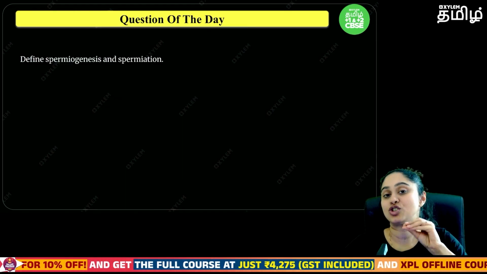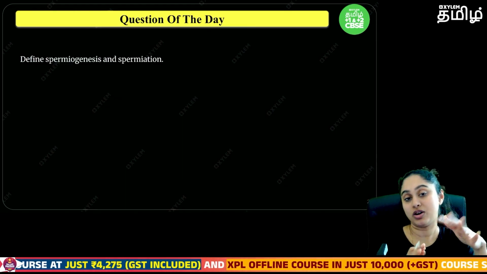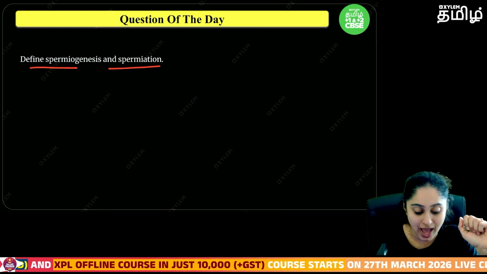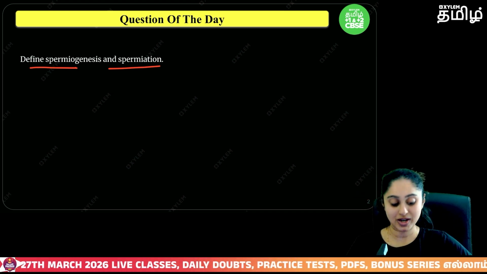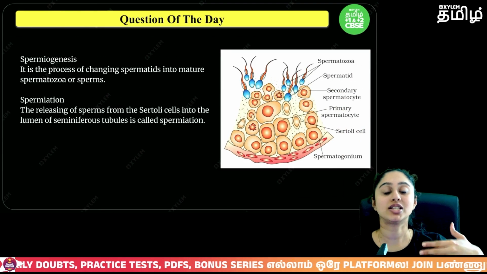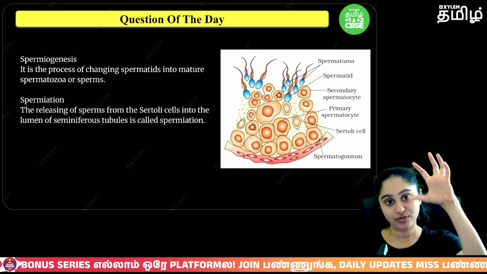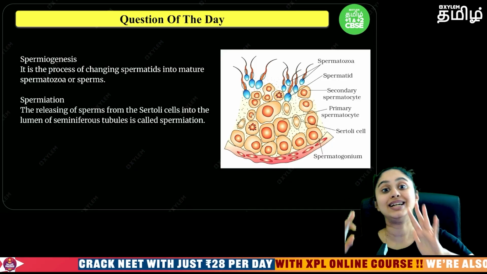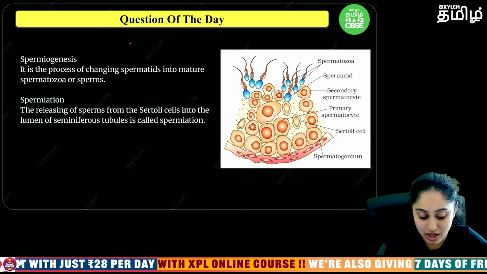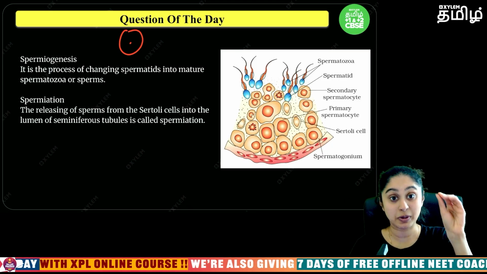Now, today's question is, define spermiogenesis and spermiation. It's very easy to get confused between these terminologies. So understand properly that in the process of spermatogenesis, we have the spermatogonia that is going to undergo meiosis 1, meiosis 2 and ultimately produce a normal cell which is haploid in nature called a spermatid.